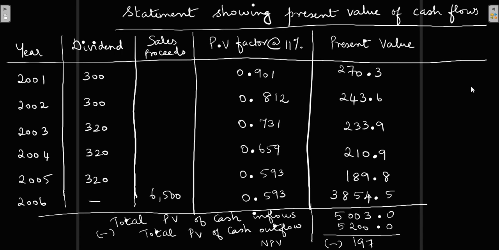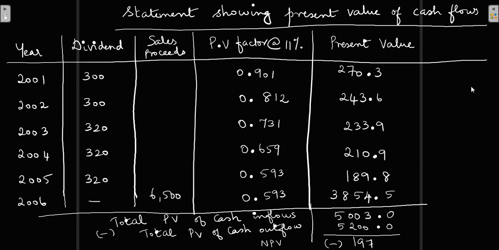So the first column is year, the second column is the dividends that the person has received, and in 2006 he is selling the shares. So in 2006 you won't receive any dividend, only sales proceeds. Only in 2006 you are selling, therefore only near 2006 you are writing 6,500. The PV factor from the PV table you will write down for 5 years. For the 6th year you will repeat the PV factor for the sales, right?